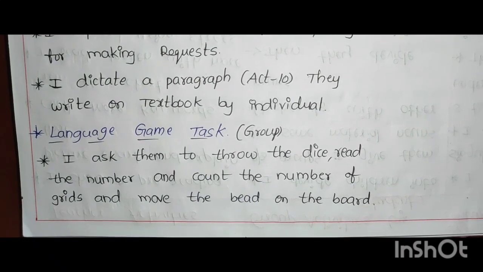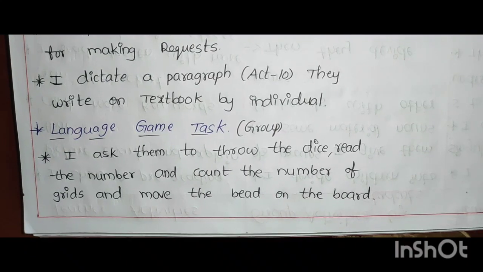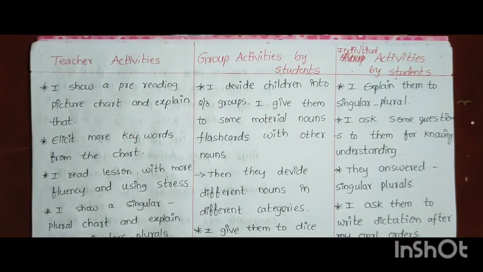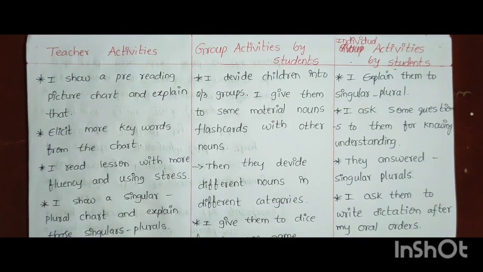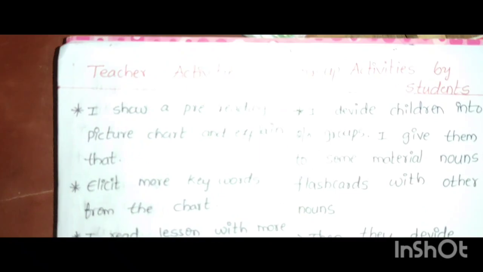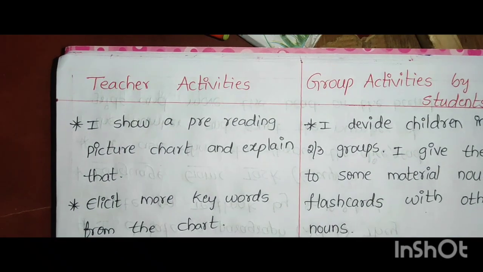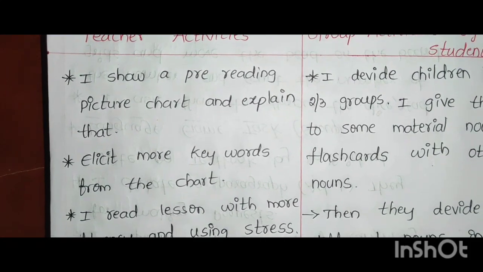Language game tasks. I ask them to throw the dice, read the number, count the number of grids and move the bead on the board. Next: teacher activities, group activities by students, individual activities by students. Teacher activities: I show a pre-reading picture chart and explain that. Elicit more keywords from the chart.